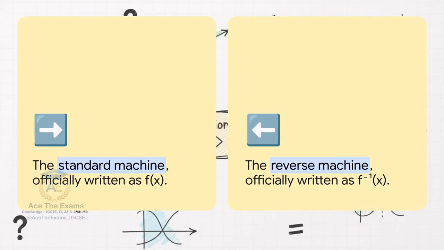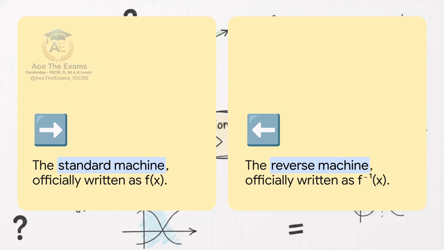Visually, the notation changes to signify this, and this is where Alex loses marks by overloading on facts without analyzing. On the left, we have our standard forward-moving machine, f of x. On the right, you'll see f with a little negative 1 superscript, followed by the x in parentheses. Now listen closely, because this is a massive trap.